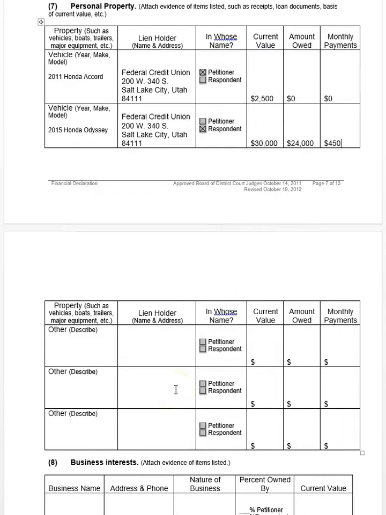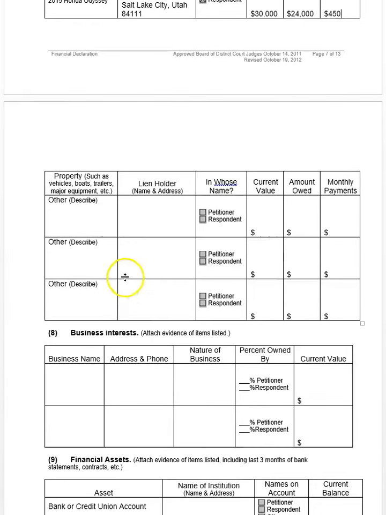Write that in. Then, as you can see, you go down and you have other personal property. It even gives you a helpful hint: vehicles, boats, trailers, major other equipment, motorcycles, three-wheelers, any kind of document, any kind of other thing like that. For example, let's assume that you've also financed your furniture or your television or your sound system from R.C. Willey. You would write that down. Just say that you have your bedroom suite.